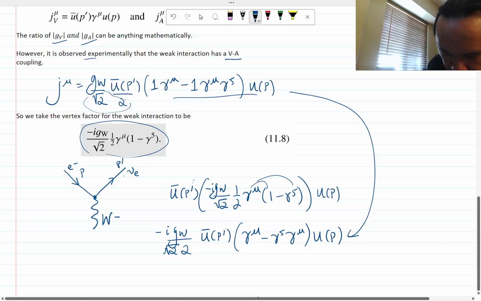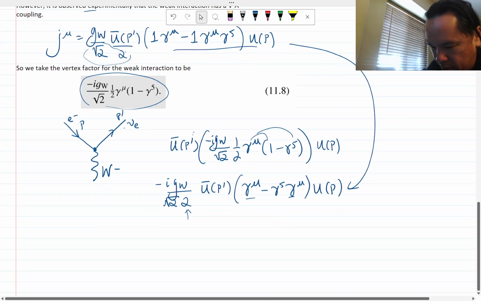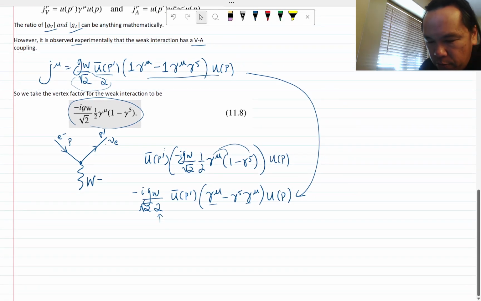Modulo these factors, that is justified because you have two gamma matrices here, so they have to be renormalized to basically square root of 2. And this additional 1/2, I think, is just chosen so that we have a different number of polarizations in the W boson. So that's how the weak interaction is different from electrodynamics and chromodynamics, because the weak interaction follows this V minus A thing.